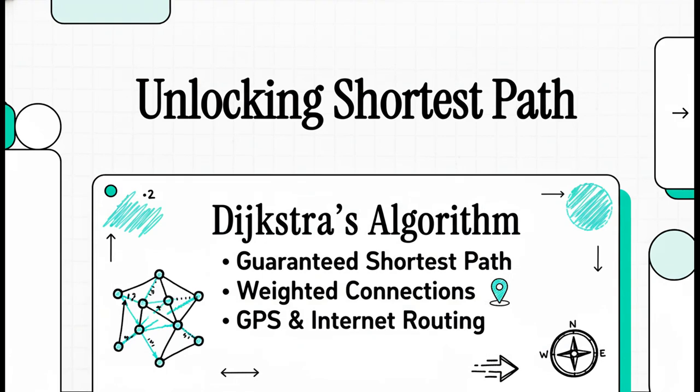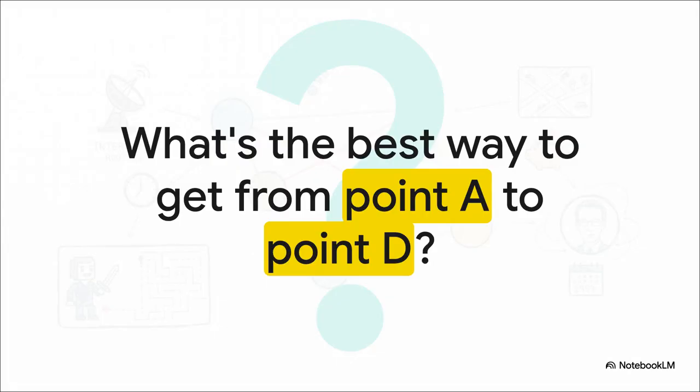Today, we're going to crack open a brilliant algorithm that, and I mean this, is quite literally running the modern world. It was dreamed up way back in 1959, but it's the invisible brain behind your GPS, your internet, and so much more. Let's get into it. You know, it all boils down to a super simple question.